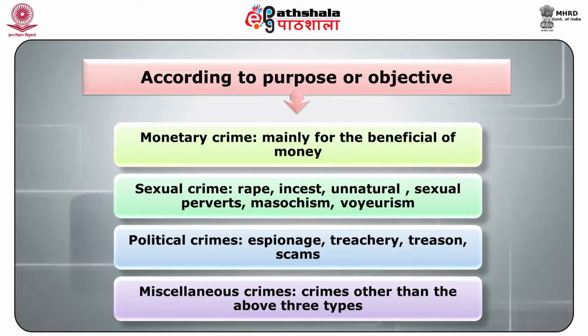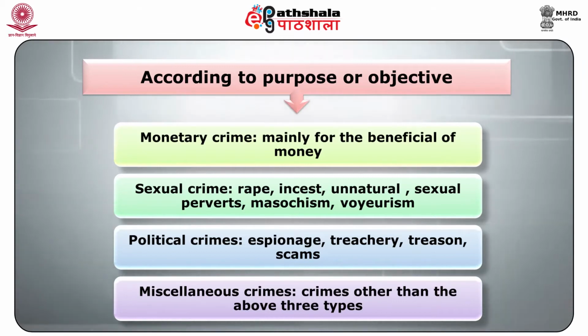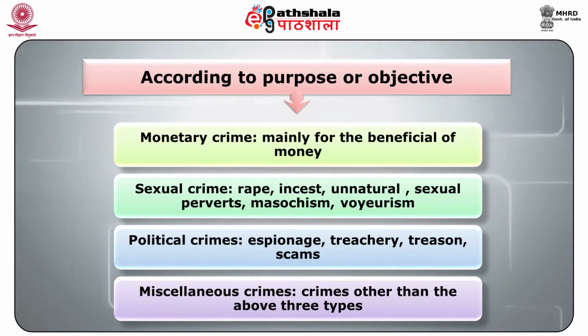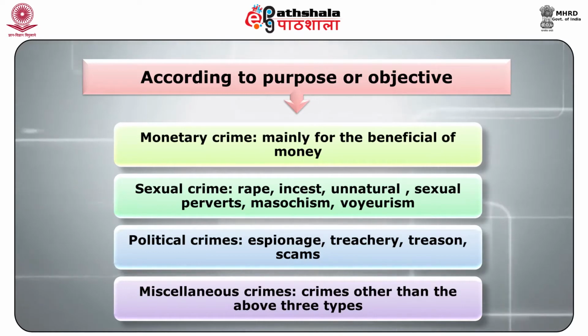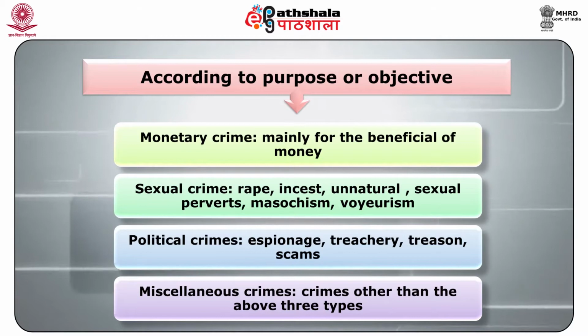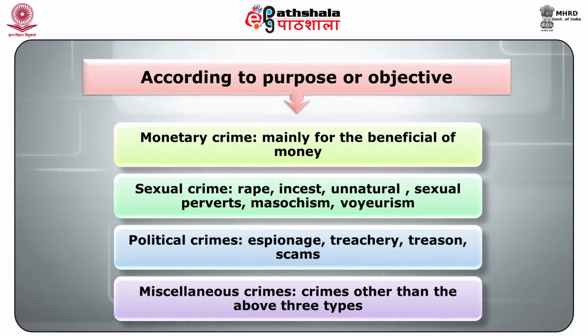And according to the purpose or objective, monetary crime, mainly for the benefit of money, for example theft, dacoity, fraud, forgery and online banking frauds. Second, sexual crime like rape, incest, unnatural offences like lesbianism, sodomy or bestiality, sexual perverts, masochism and voyeurism. Political crimes like espionage, treachery, treason and scams, and miscellaneous crimes, like crimes other than the above three types, for example arson, quarrel, fight, kidnapping or narcotics.